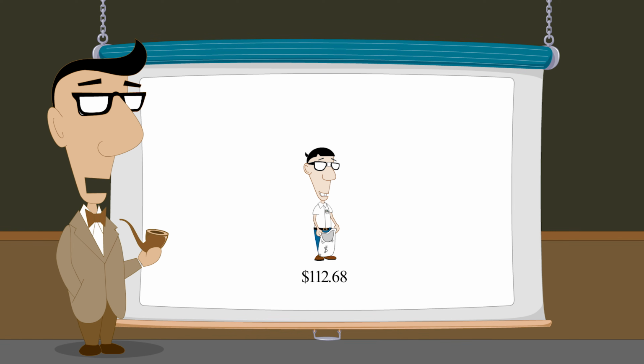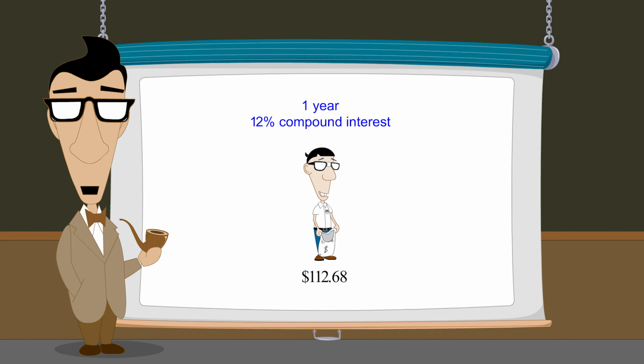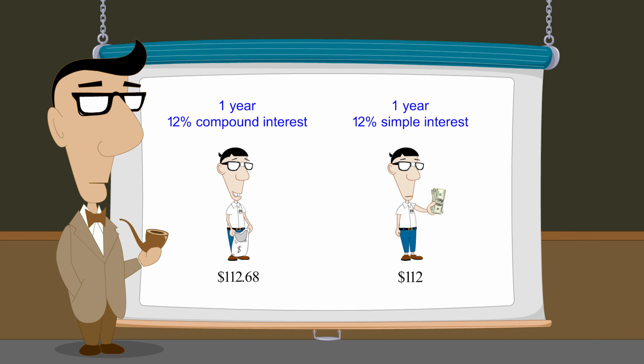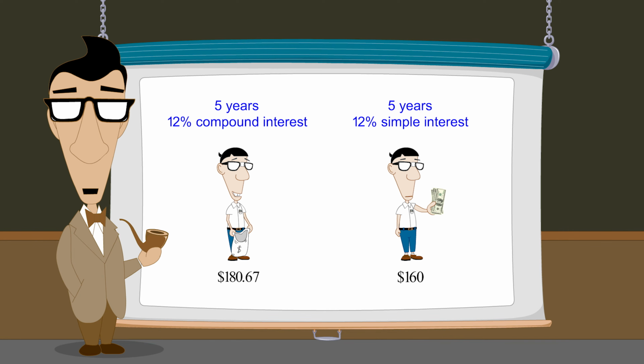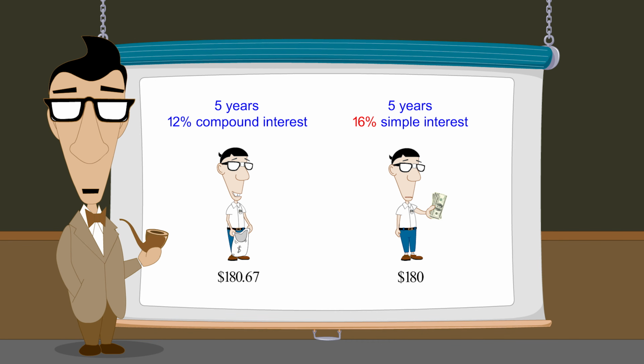So with 12% annual interest compounded monthly, after 1 year, you would end up with $112.68, 68 cents more than you would have earned with simple interest. In fact, with this same compound interest rate over 5 years, the savings account will have accrued $20.67 more than with simple interest. Even if the simple interest rate were increased to 16%, the account would still not produce as much income as with 12% compound interest.